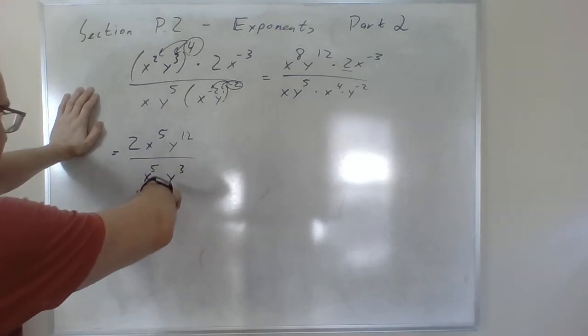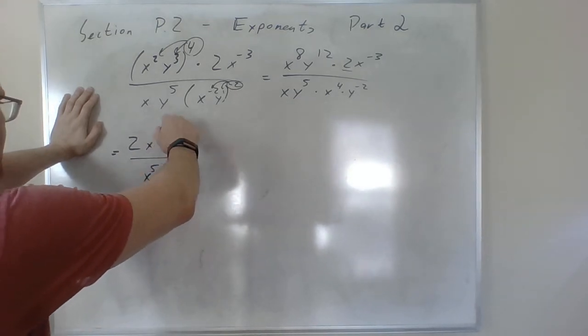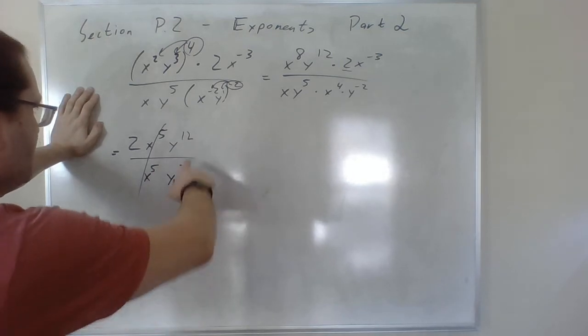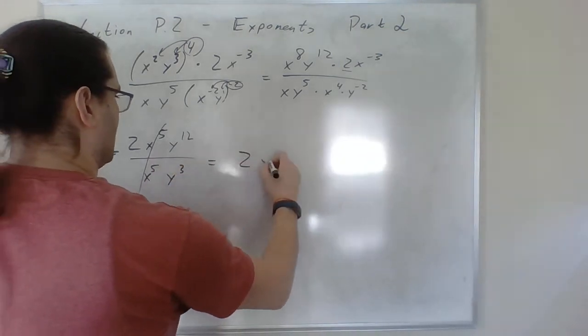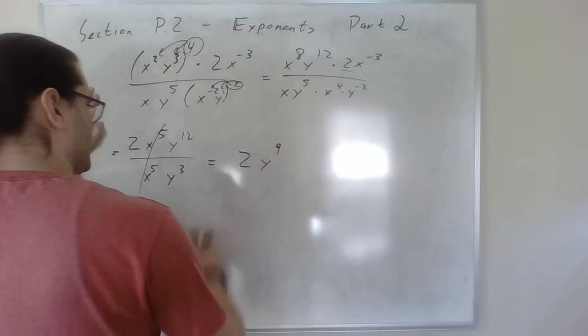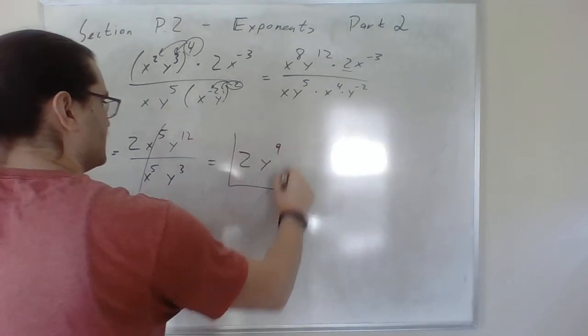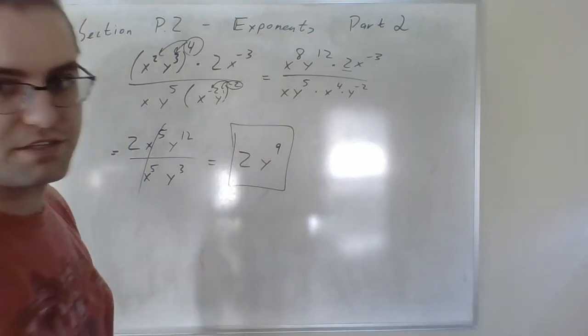We know how to deal with division. X to the 5th over x to the 5th cancels. That's just totally gone. Y to the 12th over y cubed should give me y to the 9th when I subtract those numbers. And that's it. It's as simple as it gets.